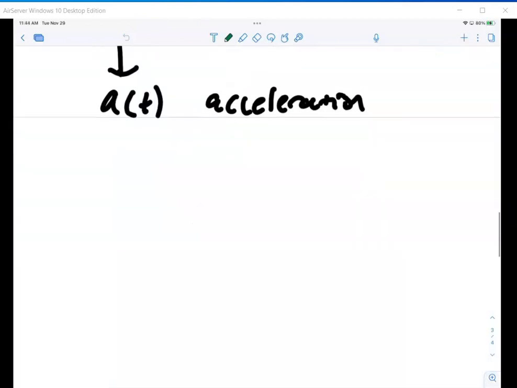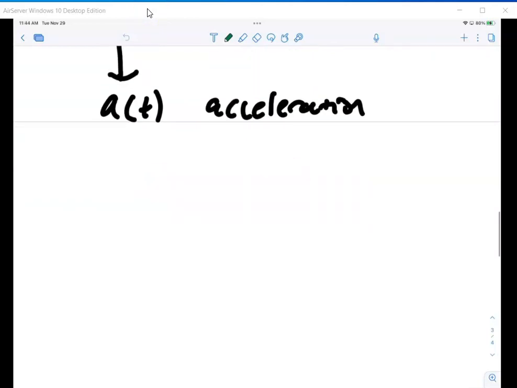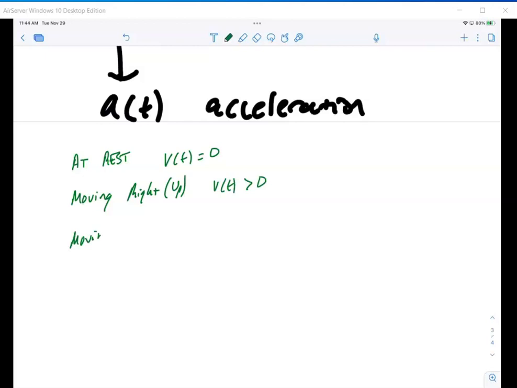Okay, other words that you need to know for the physics section. At rest means velocity equals 0. Moving right or up, or whatever the question might say, is when velocity is positive. Moving left or down is when velocity is negative. So when it's at rest, it's not moving and the velocity is 0. Moving right is positive velocity. Moving left or down is negative velocity.